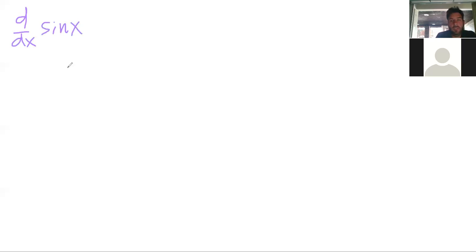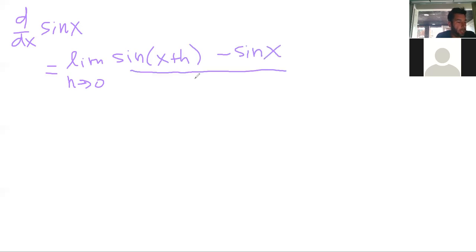So let's look. What's the definition of the derivative? The definition of the derivative is you take the limit as h goes to 0, and then you plug x plus h in, and then you subtract the function and then divide it by h. So this is the definition of the derivative. So maybe we'll annotate this.